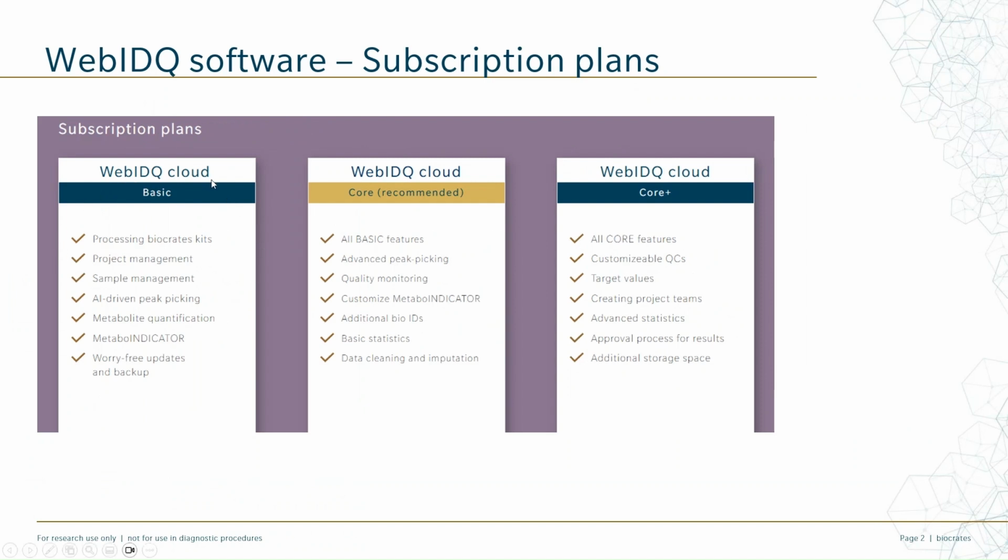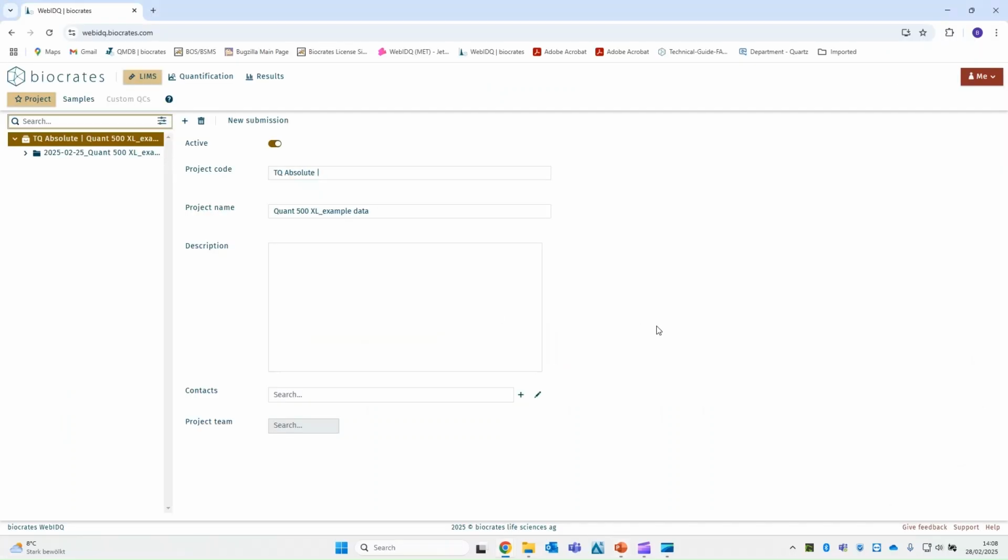WebIDQ cloud-based software offers three different types of subscription plans: Basic Subscription Plan, Core, and Core Plus. What is included in the Basic can be directly seen in the WebIDQ software user interface. So we are here in the WebIDQ software user interface for the Basic Subscription Plan. The Basic plan includes all relevant features needed for the biocrates kit workflow.